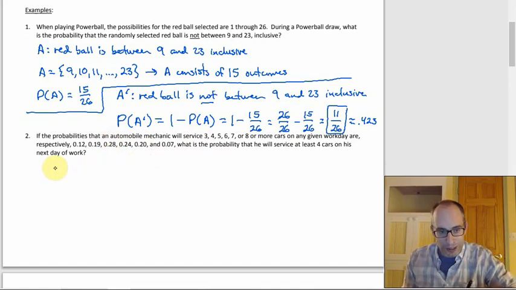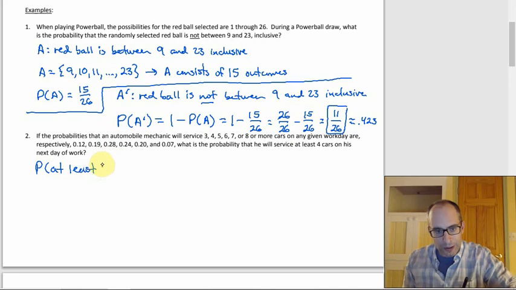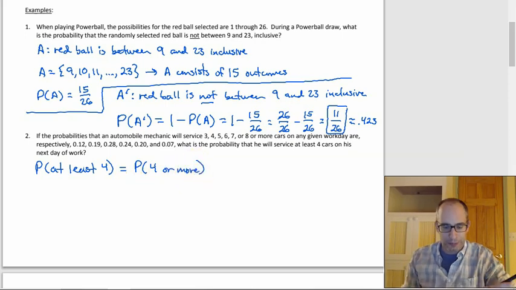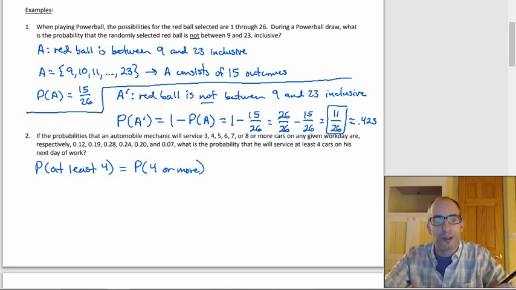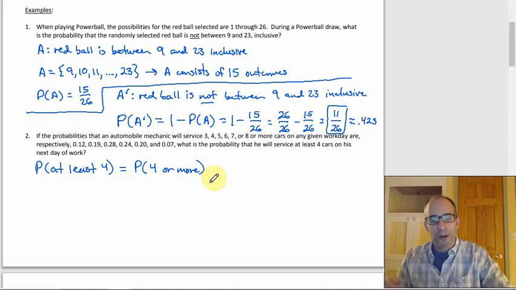Okay, so we want the probability of at least 4, right? Or to make this a little bit more explicit with what we're about to do, at least 4 is the same thing as the probability of 4 or more, right? And we could do it that way. You'd have to add up a bunch of individual probabilities, but you could do it because you could say, all right, well, what satisfies that? 4, 5, 6, 7, 8 or more.